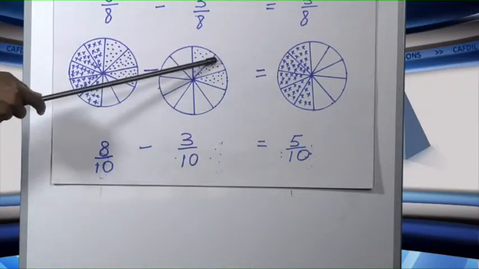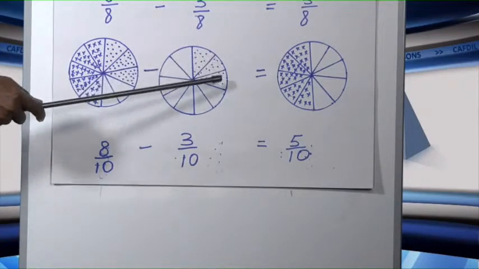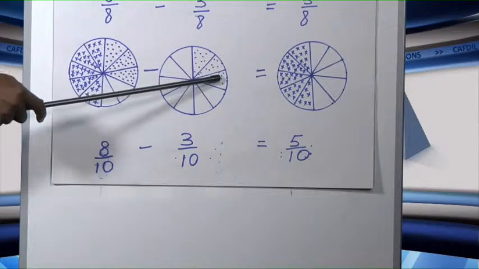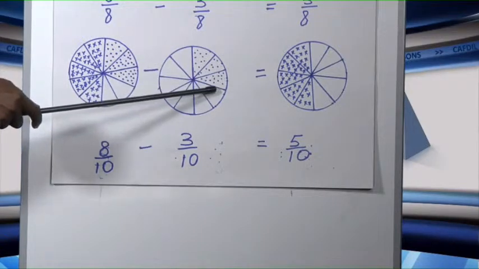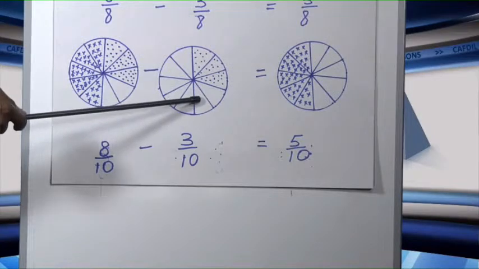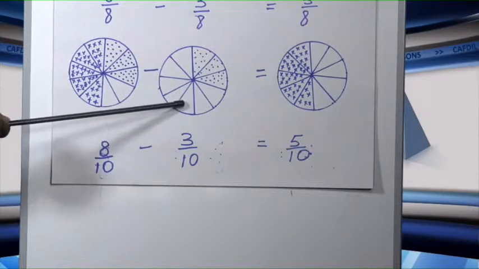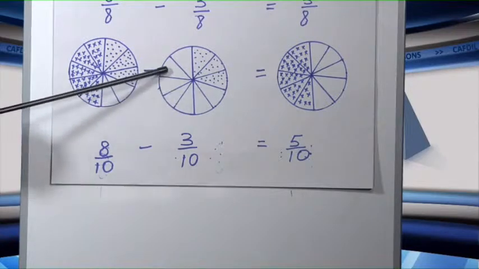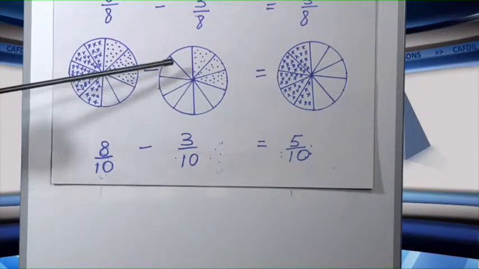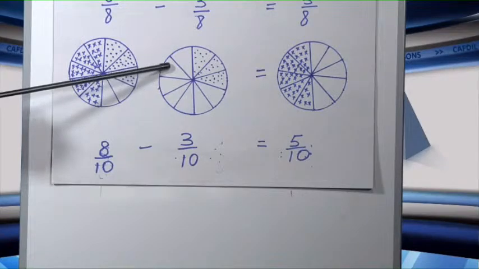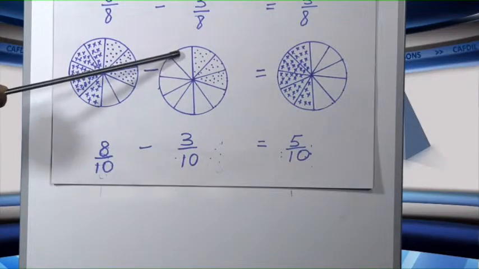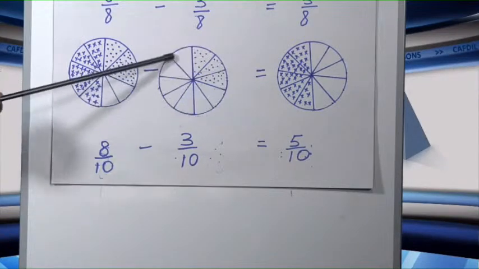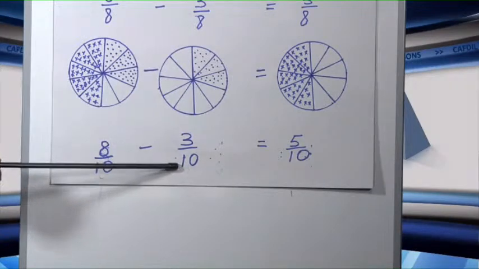1, 2, 3, 4, 5, 6, 7, 8, 9, 10. How many parts do we have in all? 10. Do you see that the number of parts has not changed?